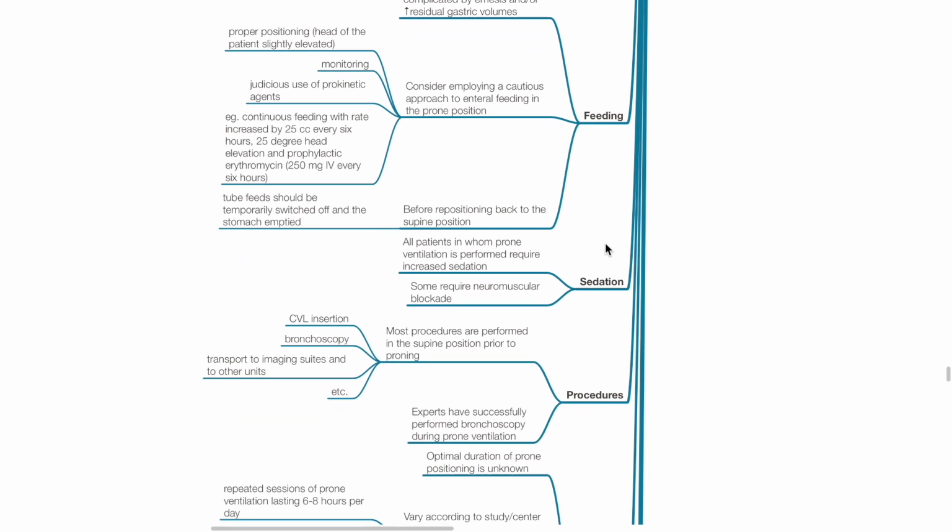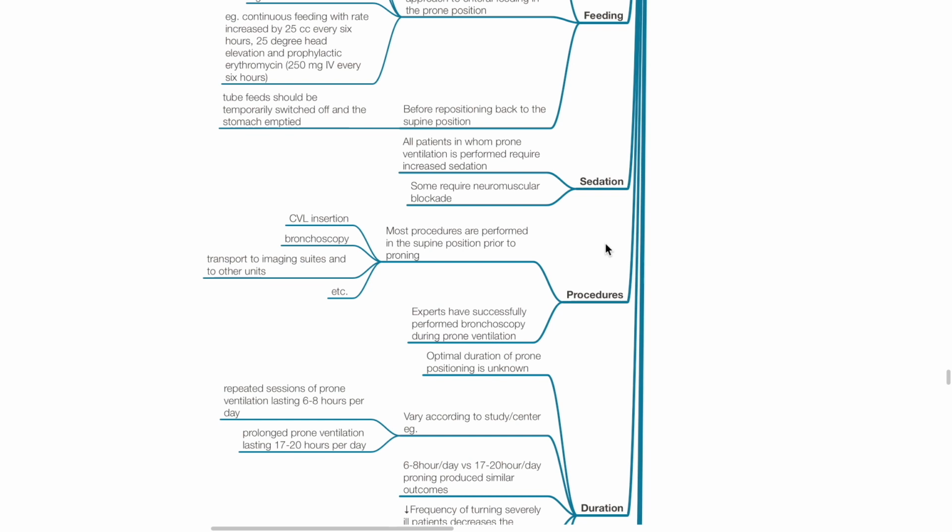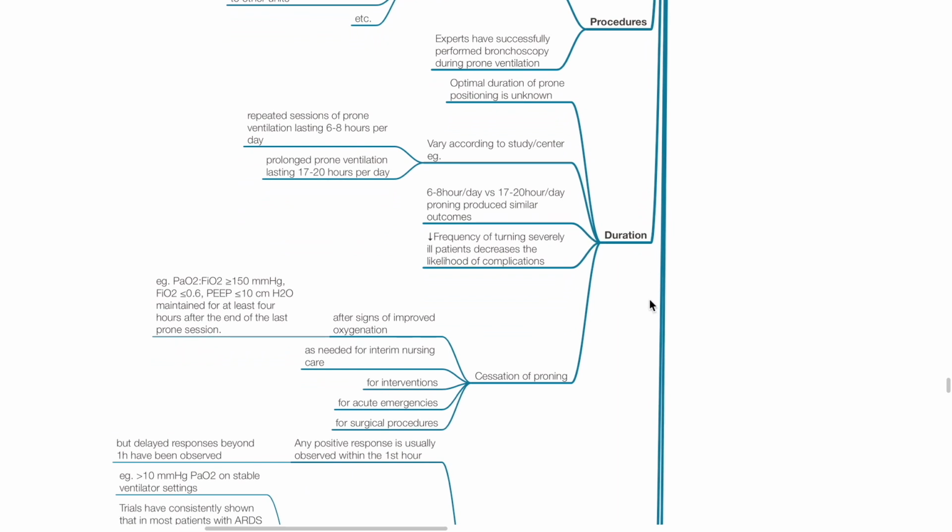Sedation. All patients in whom prone ventilation is performed require increased sedation. Some require neuromuscular blockade. Procedures. Most procedures are performed in the supine position prior to proning, such as CVL insertion, bronchoscopy, and transport to imaging suites or other units.